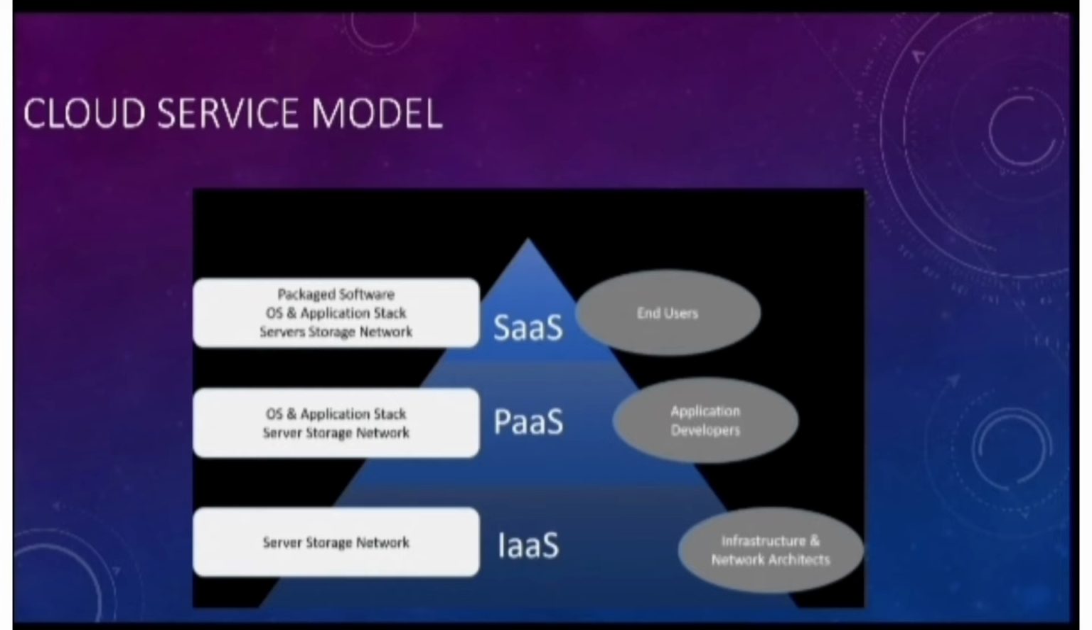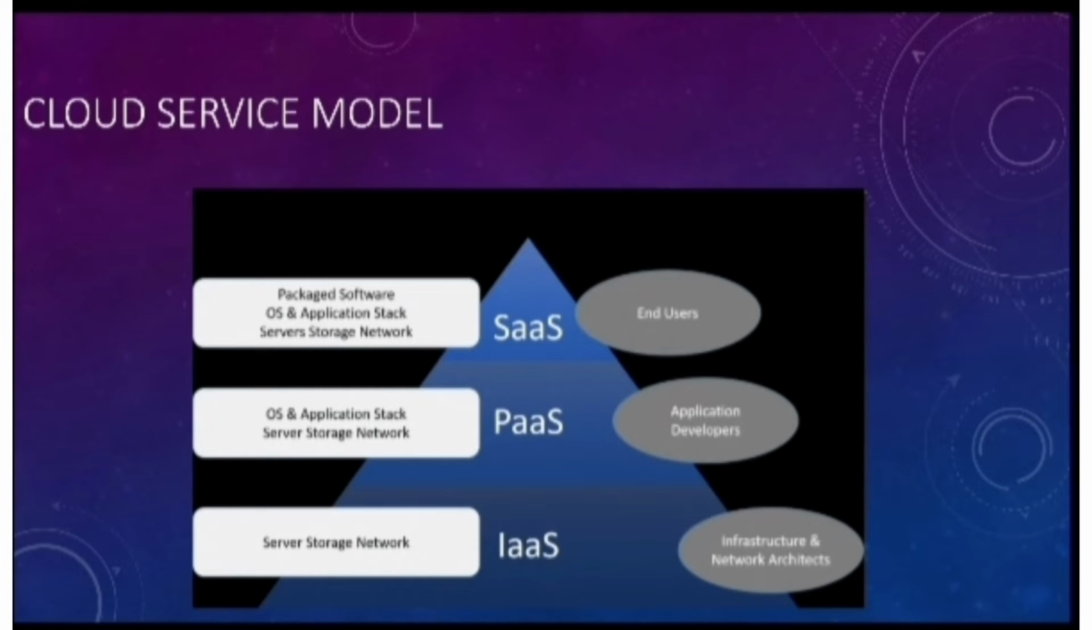So what will happen in IaaS? You can see the pyramid as in the picture. IaaS is the base. Upon IaaS we get to see the platform, and upon that we see software, the main important one. Infrastructure is the base, as we all know. Server, storage, network, all these functionalities are provided in IaaS. Whereas in PaaS, that is platform as a service, operating system and application stack, server, storage, network are provided.